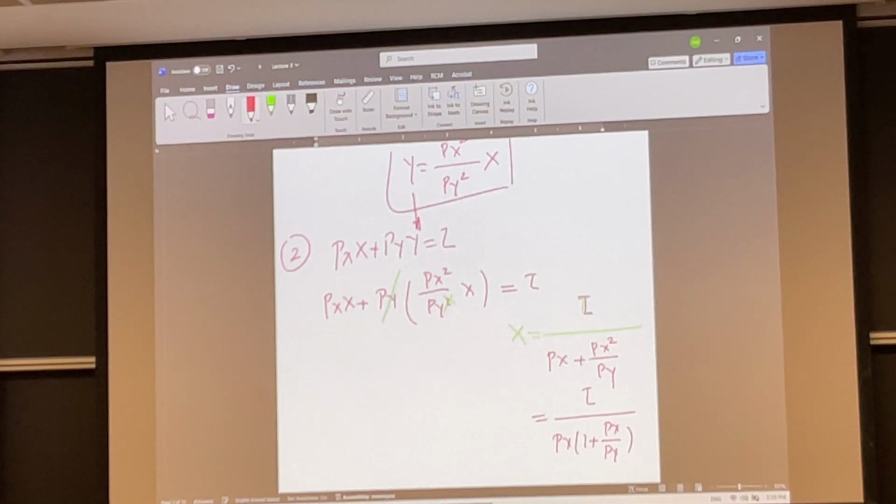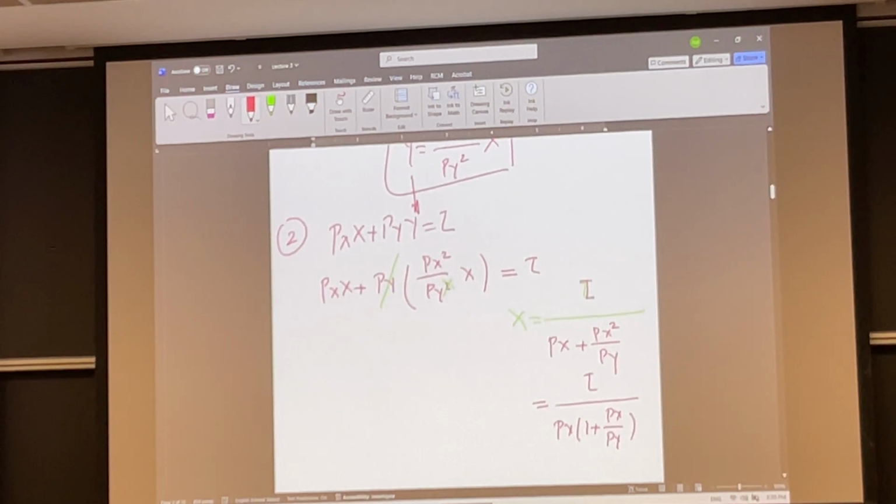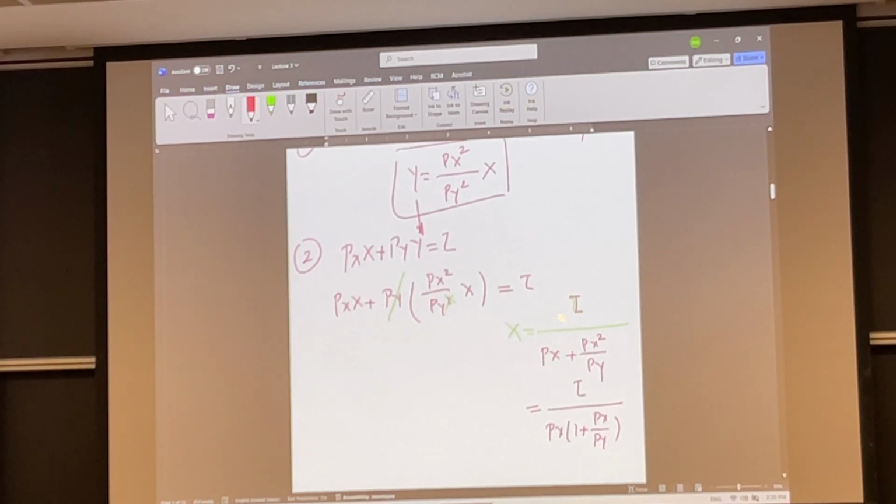Or you can write it this way if you want. Right? You can take the px out. And if you want to find demand for y, you can take this one and plug it there and solve it. I'll leave that to you, right? Demand for y found the same way. Take x, plug it in the budget line, solve for y. Okay? Okay.